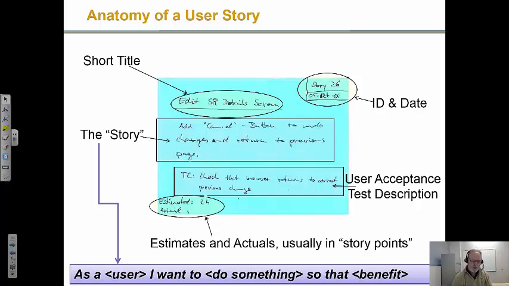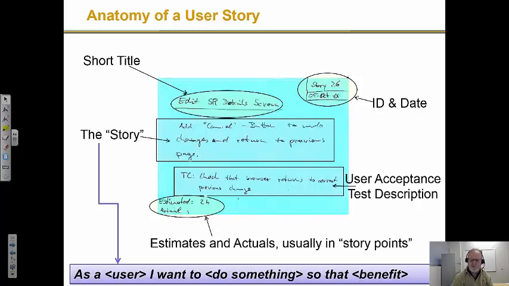Okay, so anatomy. What kind of things go on a user story? First, a short title, capturing what it is, and then the story itself. In this one, the title is Edit SR Detail Screen. The story is Add a Cancel button to undo changes and return to previous page. There is a user acceptance test there. Check that the browser returns to correct previous change.